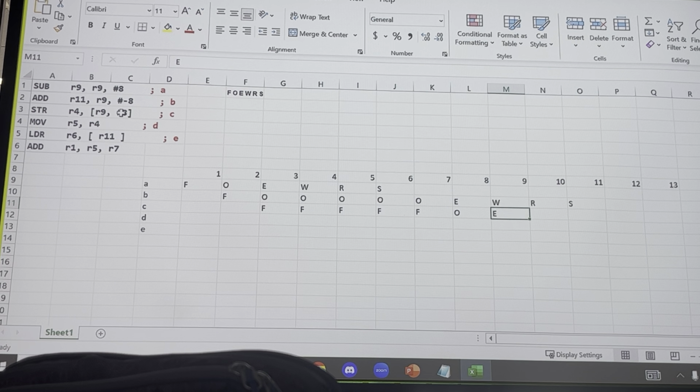What do we do now? We need to attempt to write. But we can't, right? You can't because it's reading. Because it said that in the instruction. It's executing here. You can't read and write in the same instruction. So what are you doing? E. And then you do what? Then W. Then R. Then S.